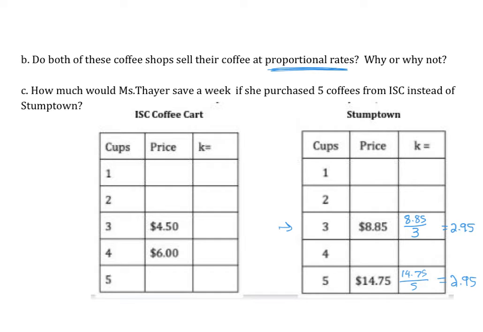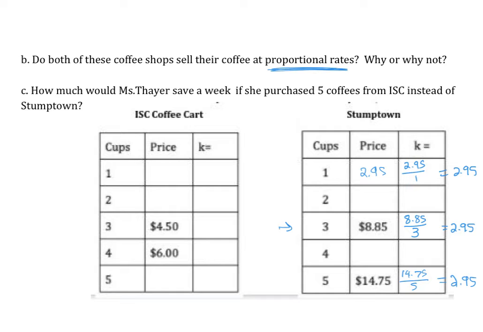So if these have the same K, if the value of 3 cups and 5 cups are the same, then this must be a proportional relationship, and we can go ahead and start calculating the rest of these. So 1 cup would be $2.95, and $2.95 over 1 is $2.95.